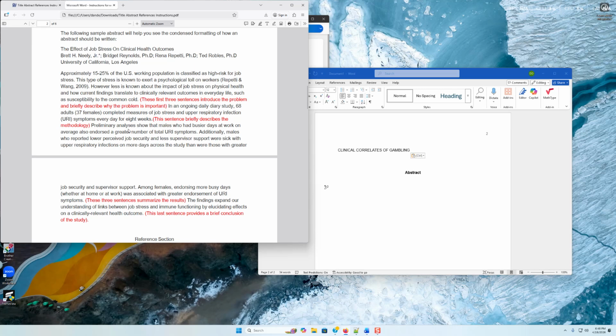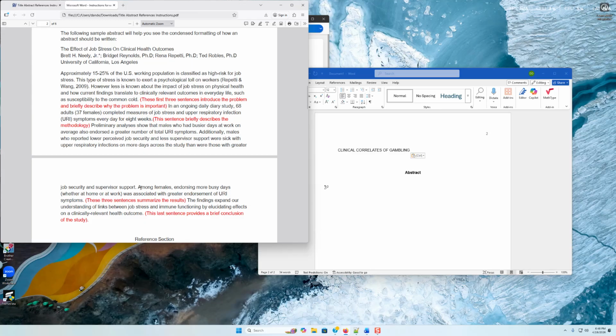Preliminary analysis, this is going into the results. What are the results? Show that males who had busier days at work also endured a greater number of upper respiratory infection symptoms, so like cold, flu, sinuses, sore throat. Males also reporting lower perceived job security and less support were sick with upper respiratory infections on more days across the study than those with greater job security and supervisor support. So this idea of stress with no support leads to even more sickness in men. So that's an important gender difference. So these 2 sentences talk about the results. Now we want the conclusion.